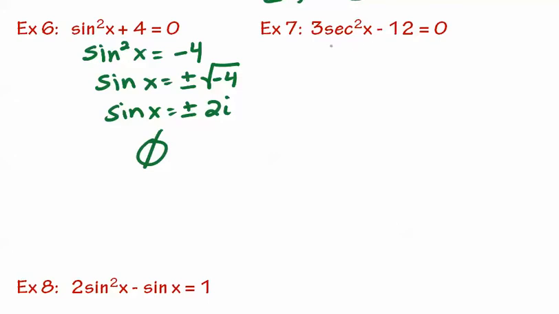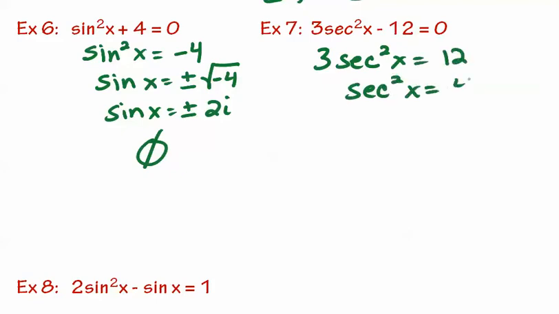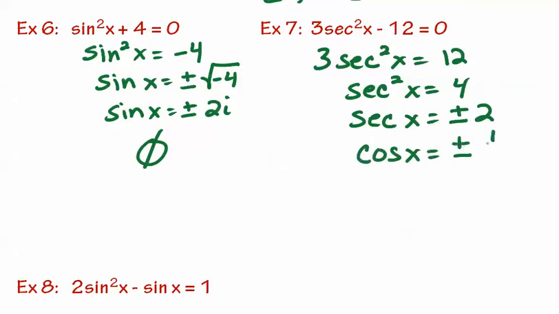Here's a similar example, though, where we have a trig function squared. But let's move the 12 to the other side first and divide by the 3. And then we can take the square roots of both sides. Don't forget the plus or minus sign. And now let's think how we can solve this equation here. What angles have a secant of plus or minus 2? I find it much easier to use its reciprocal.